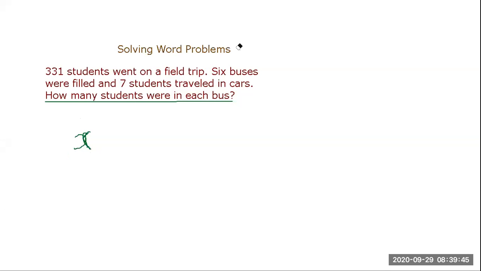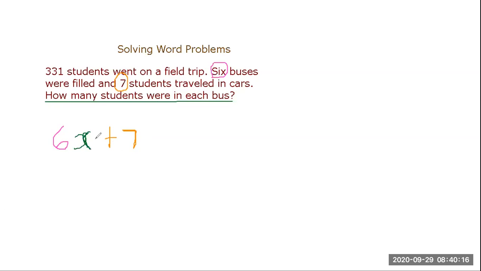6 buses. So we know that the 6 buses took the kids. Now what I was getting to is the 7. We know that there were extra 7 students. The buses took students, but there were extra 7 students that went in cars. So that's a plus 7. Whenever I add that 7, that's just one part of my equation.